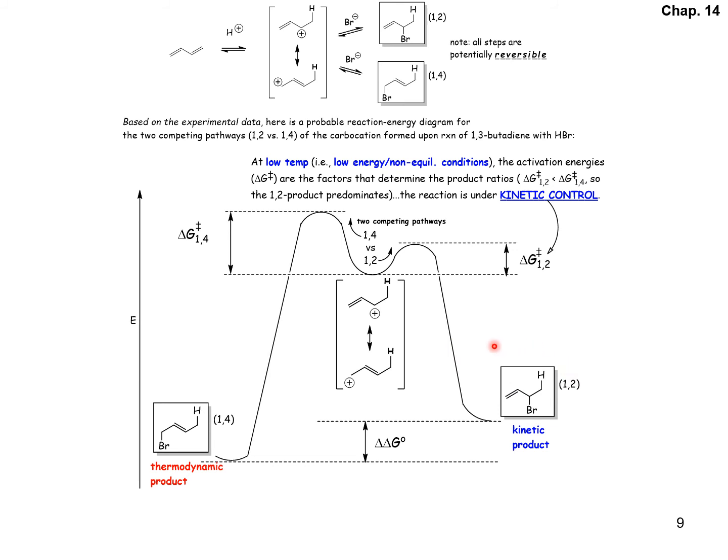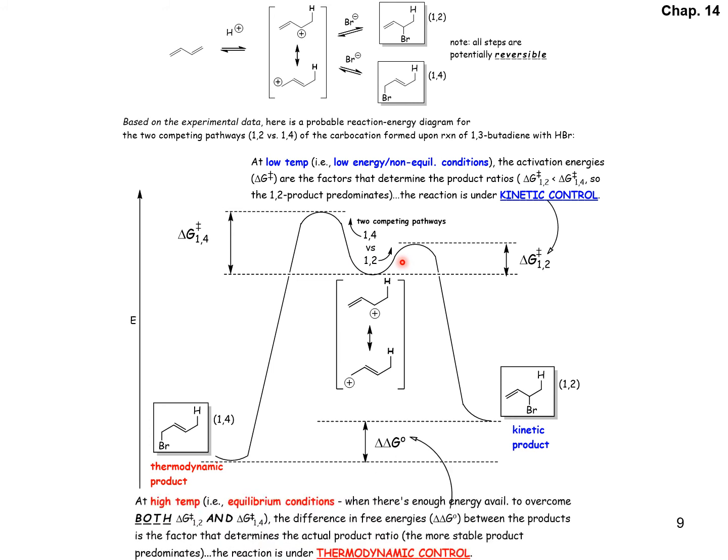So under kinetic control, you're interested in which of the two paths has the lowest activation energy. When you apply enough heat to the system to overcome all activation barriers, so in this case we have two, then we're interested in not which product forms fastest, but which is the most stable product. In this case, the 1,4 addition product is the thermodynamic product.